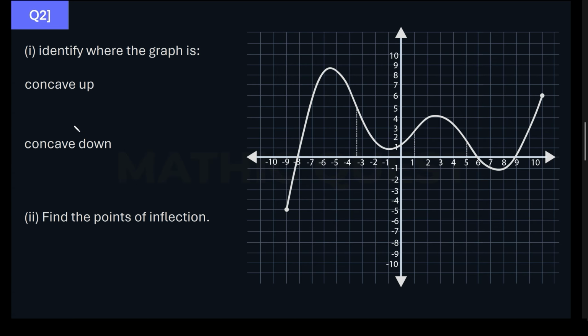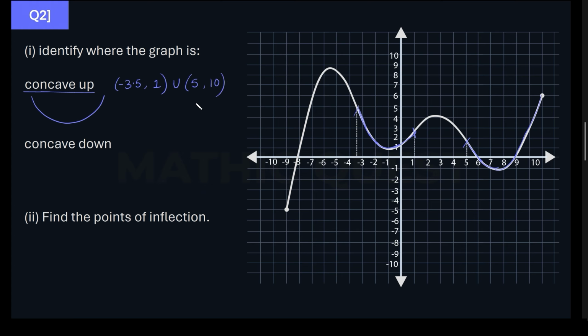Question 2. Identify where the graph is concave up. So we are looking for the intervals where the graph is bent upwards. It kind of looks like a smile. So if we look at the graph, we have an upward bend here and here. So that's from -3.5 to 1, union 5 to 10.